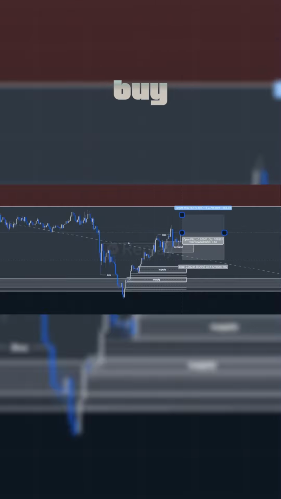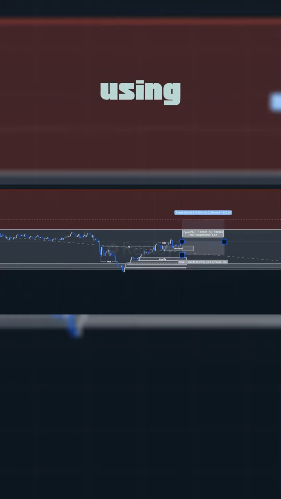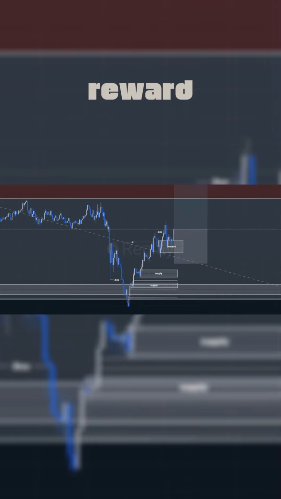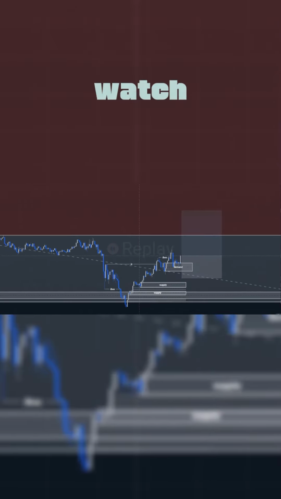Now you can execute your buy position with proper risk management using a minimum 1-2 risk to reward ratio. Now, let's watch how the trade plays out.